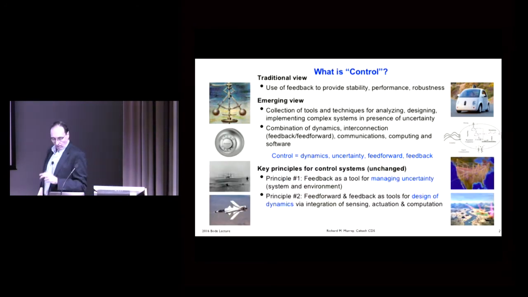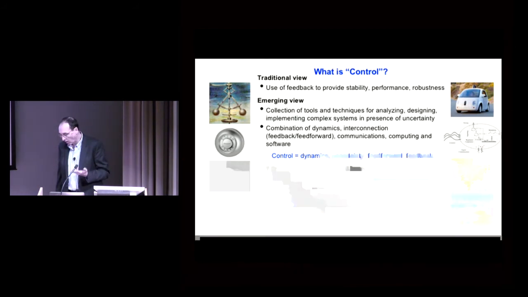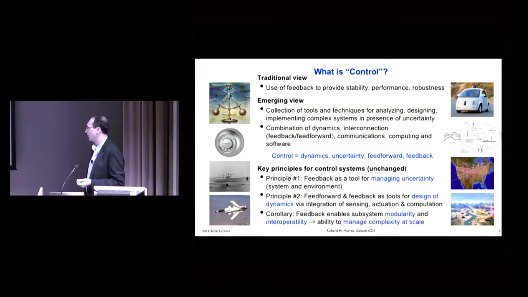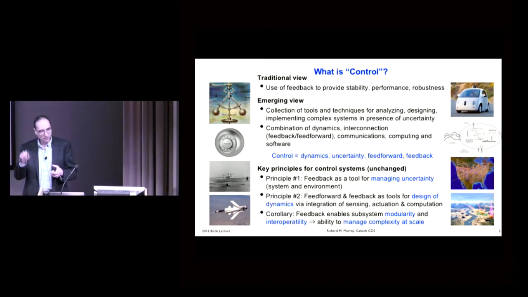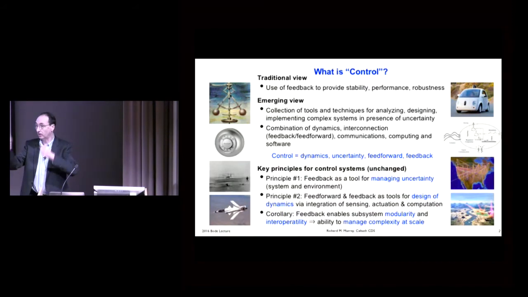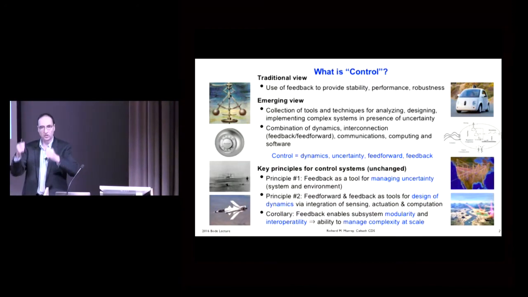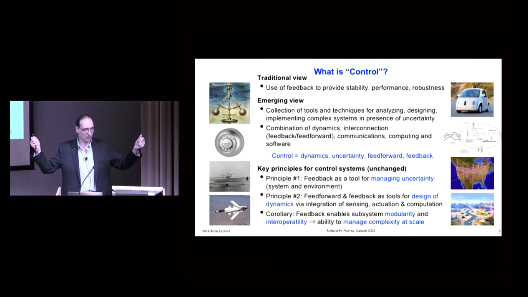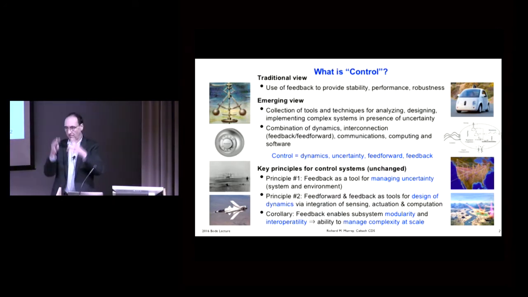Now, these two principles together have a corollary that fits with the theme of things. And that corollary is that feedback allows us to get subsystem modularity and interoperability, and that's what allows us to manage complexity at scale. Right? So the use of feedback around modules says this module will behave in the way it's supposed to behave, independent of what it's connected to, right? Upstream and downstream. And that means that now that modularity lets me build bigger and bigger systems and not have to worry about every component changing the behavior of every other component and having to manage the whole thing at once. I can use feedback to make my system modular. I can use that modularity to build systems at scale.